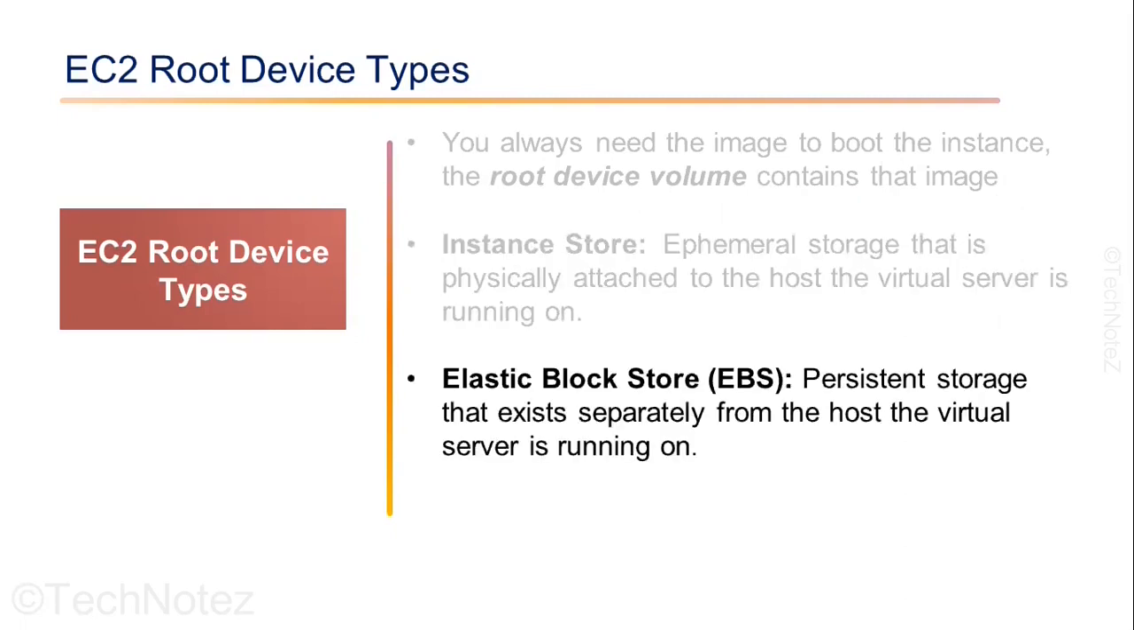Second, Elastic Block Store. Elastic Block Store, or EBS, is a network attached storage service provided by AWS that allows the instances to access persistent storage. EBS backed instances have their root device stored on the EBS volume, which allows the root file system to be easily backed up. EBS allows the data to persist after the instance is terminated.